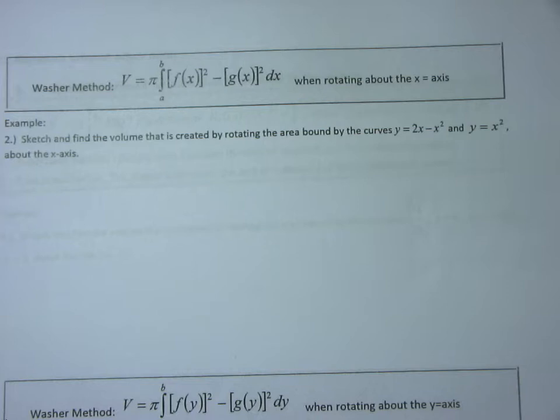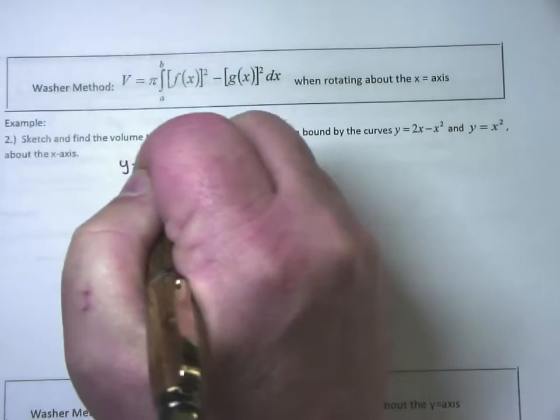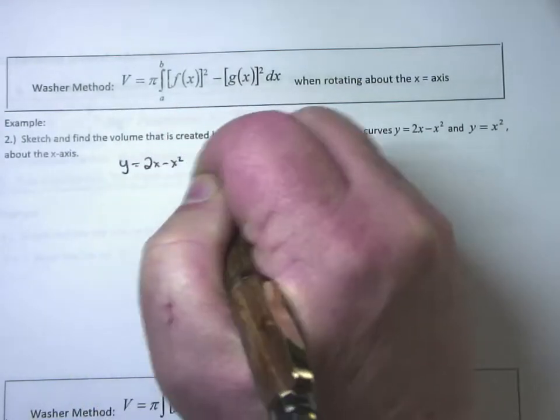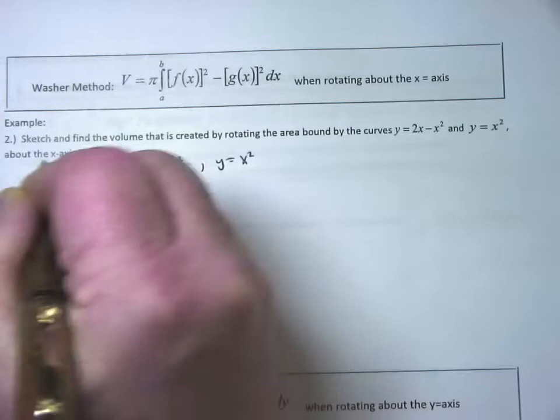So, sketch and find the volume that is created by rotating the curves. Here we go. We've got y equals 2x minus x squared, and y equals x squared, about the x-axis.